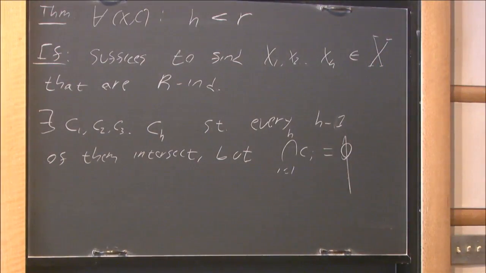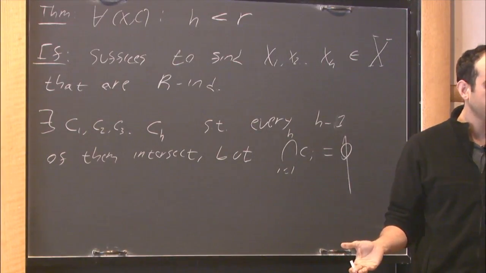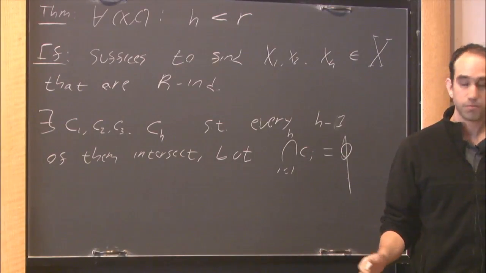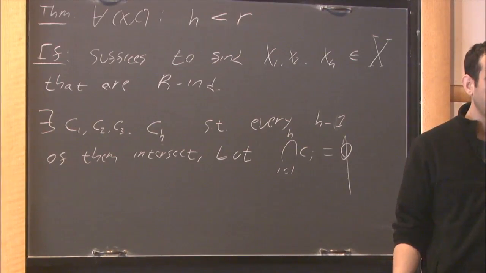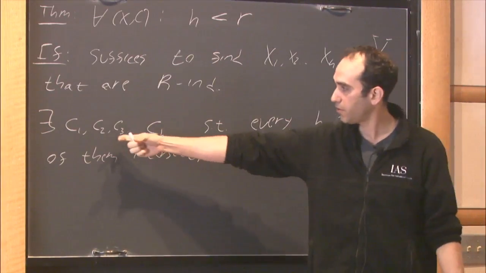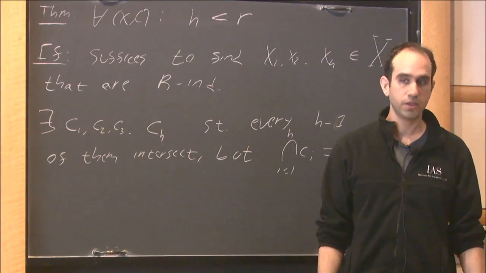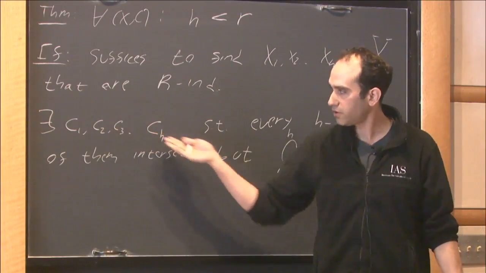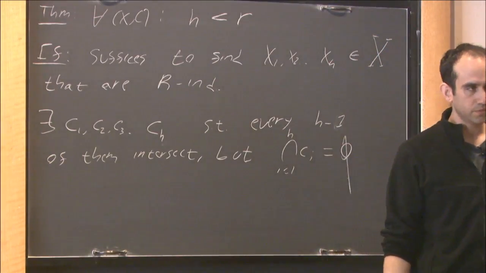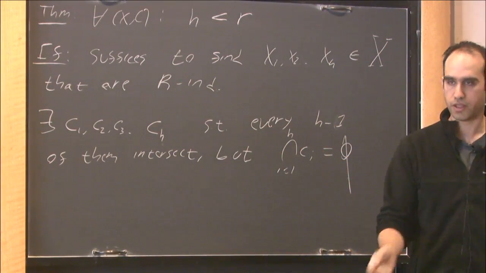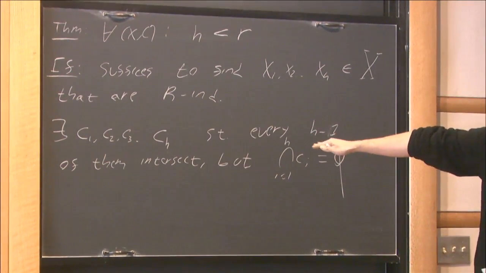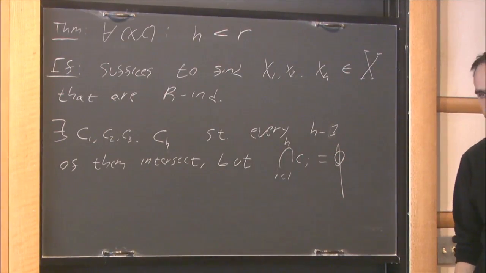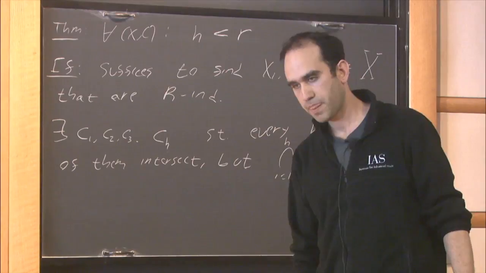Okay, let's convince ourselves why this is true. So what does it mean that the Helly number is H? It means that it's larger than H minus one. So there is some finite family, maybe of size larger than H, such that every H minus one intersect, but not the whole family. I claim that this family must have a subfamily of size H with this property, because if not, then we'll have the Helly condition.